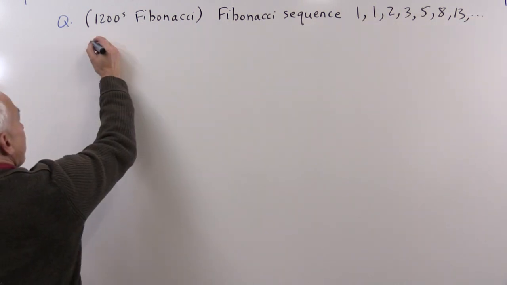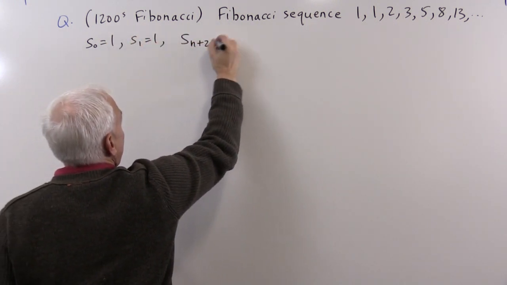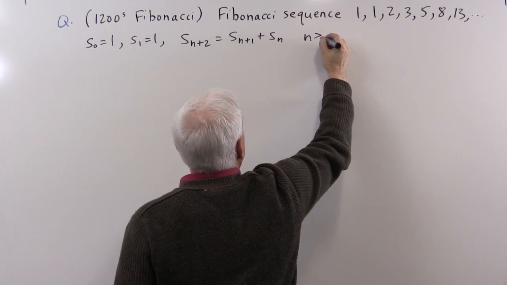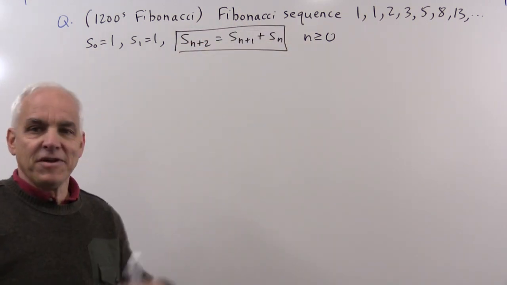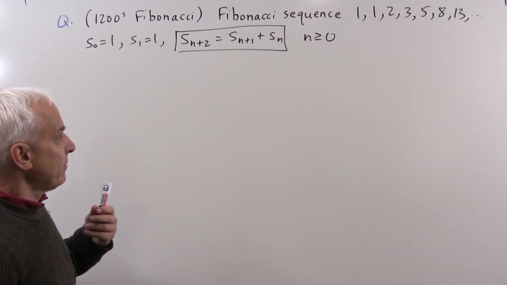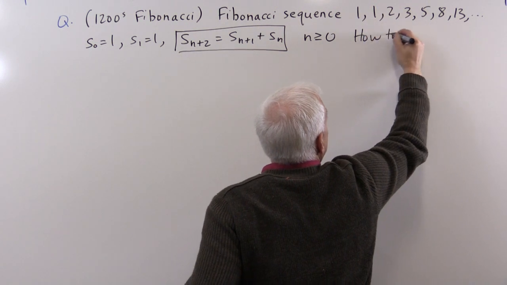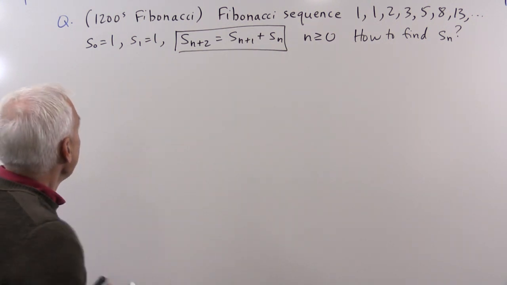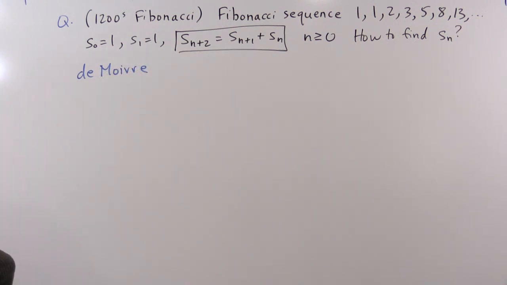So this sequence is determined by the conditions that S0 is 1, S1 is 1, and then after that, S(n+2) equals S(n+1) plus S(n) for n, I guess, bigger than or equal to 0. So this is an example of a recursive formula, or recursively defined sequence. A natural question is how to describe the nth term. How do you find S sub 100? So how to find, say, Sn explicitly? Well, the answer was given by de Moivre around 1730.